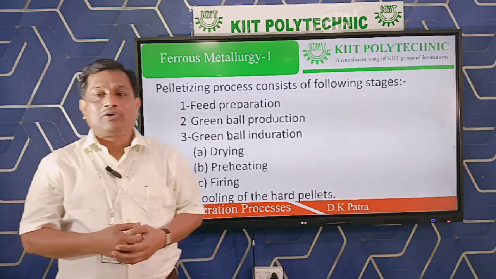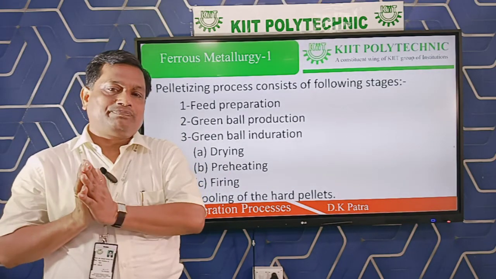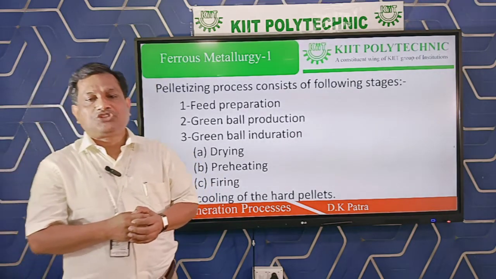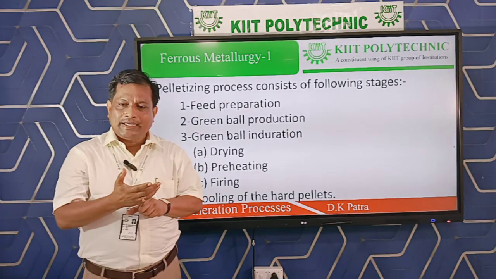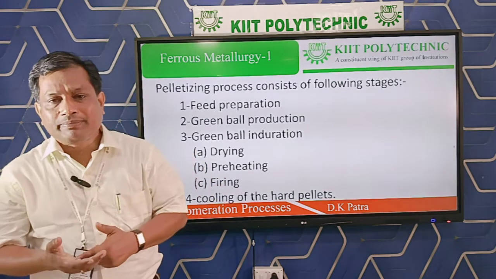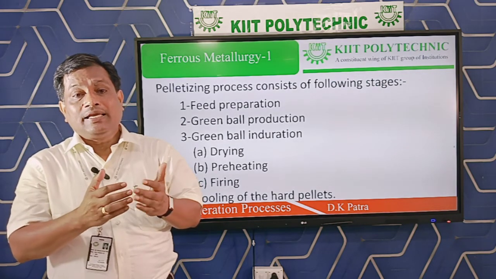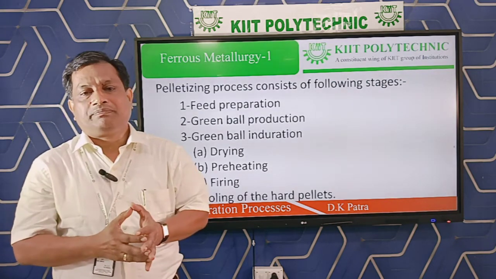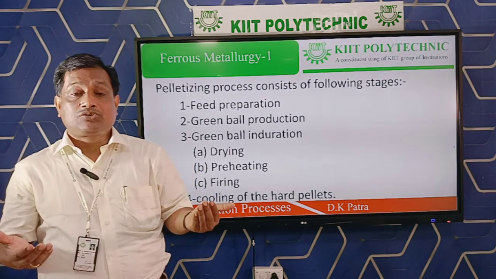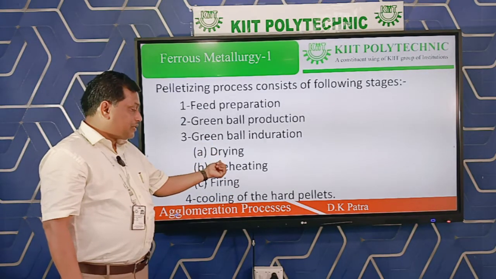Why are these green balls? They are developed because the individual particles are attached to each other only by the help of the binder as well as the water. Here we can take bentonite or tar as a binder. And that's why it is in a wetted condition. So this is called a green ball. We cannot use this ball in the furnace, so again we have to go for the green ball drying operation.